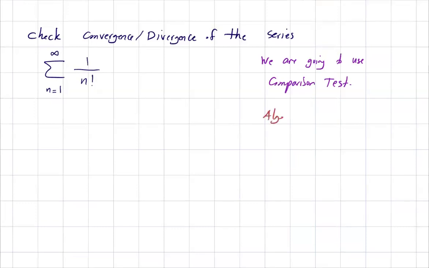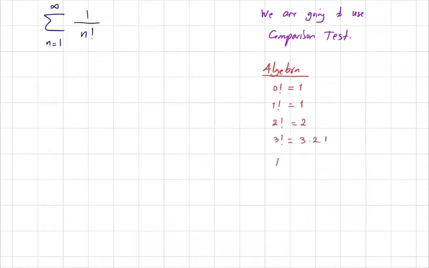From algebra and the definition of factorial, what do we know? We know that 0 factorial is equal to 1. 1 factorial is equal to 1. 2 factorial is 2. 3 factorial is 3 times 2 times 1. 4 factorial is, I forgot to add 4, 4 times 3 times 2 times 1. And in general, n factorial can be written as n times n minus 1, n minus 2, dot, dot, dot, 3 times 2 times 1.